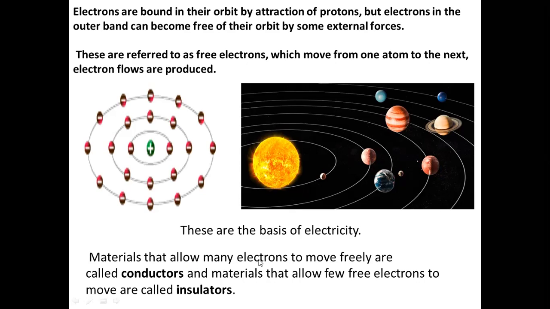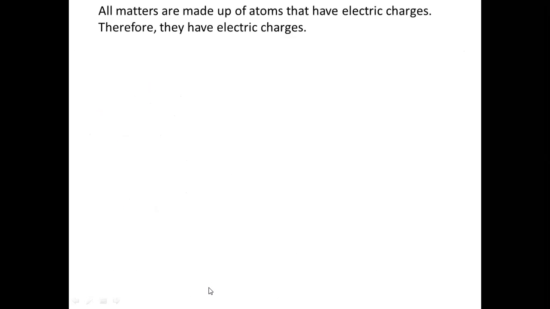Materials that allow many electrons to move freely are called conductors. And materials that allow fewer free electrons to move are called insulators. That means the current passes through the conductors more than the insulators. All metals are made up of atoms that have electric charges. Therefore, they have electric charges.